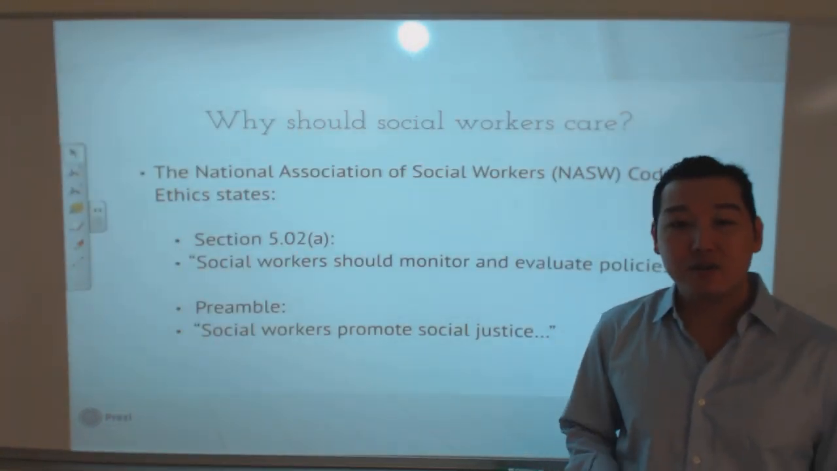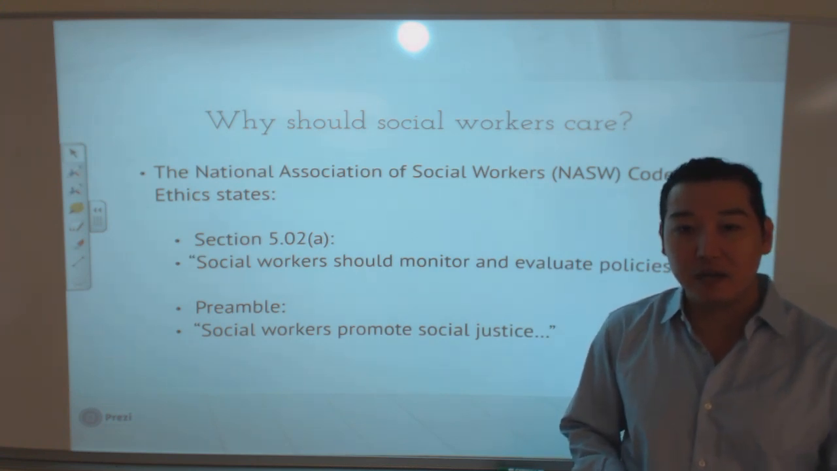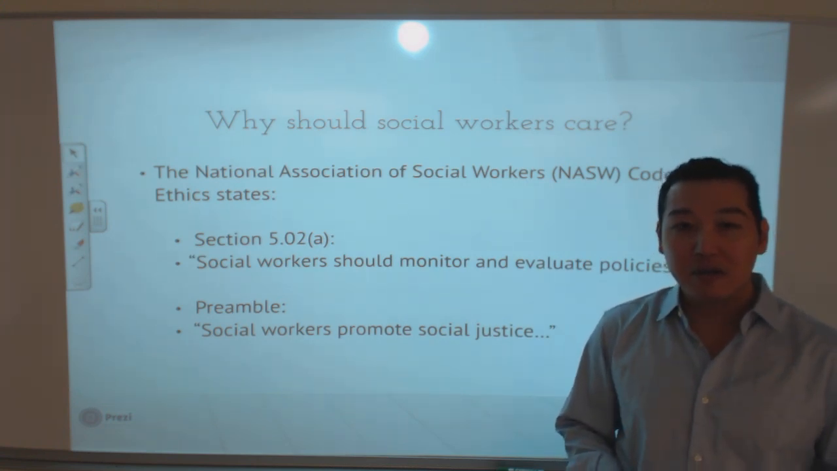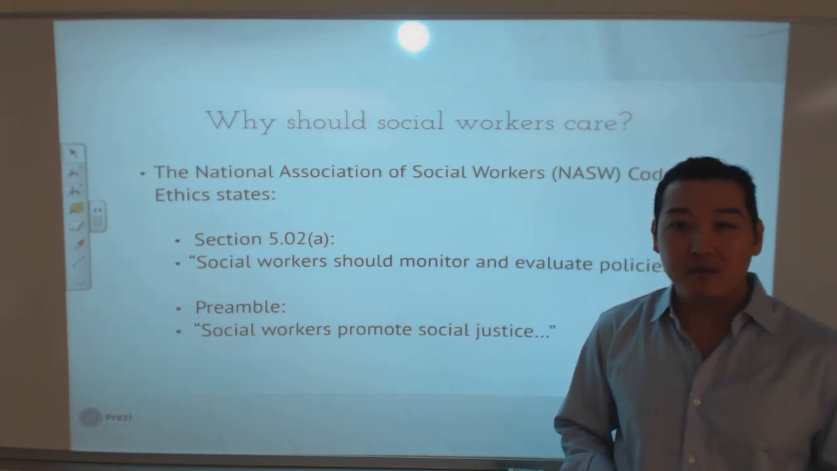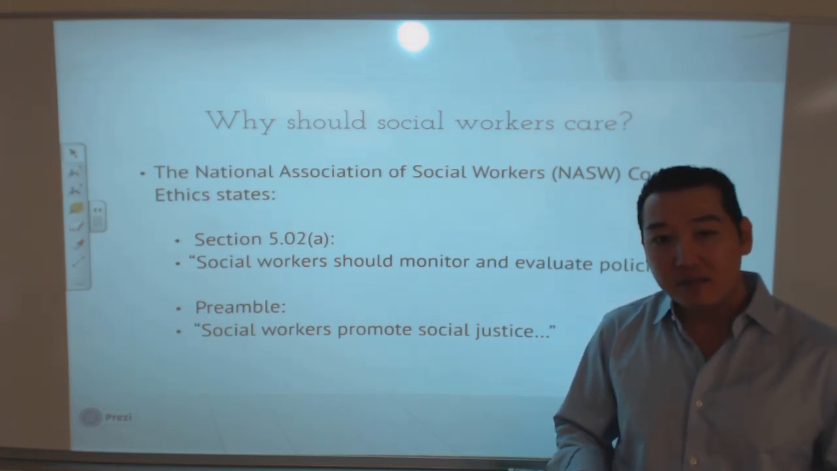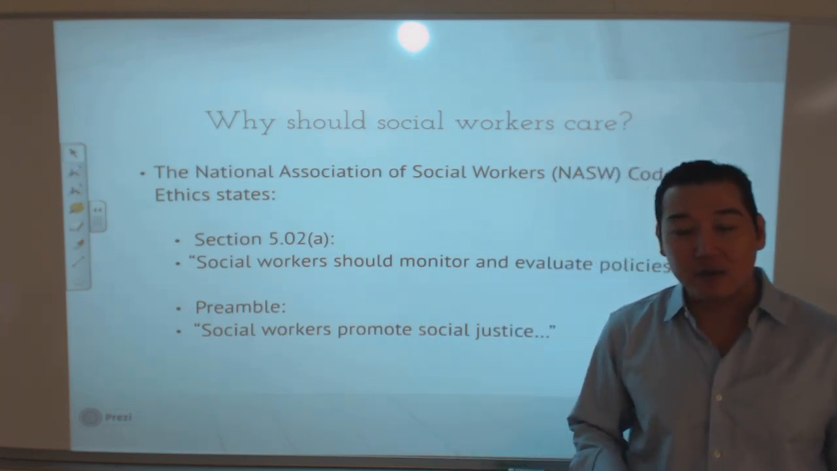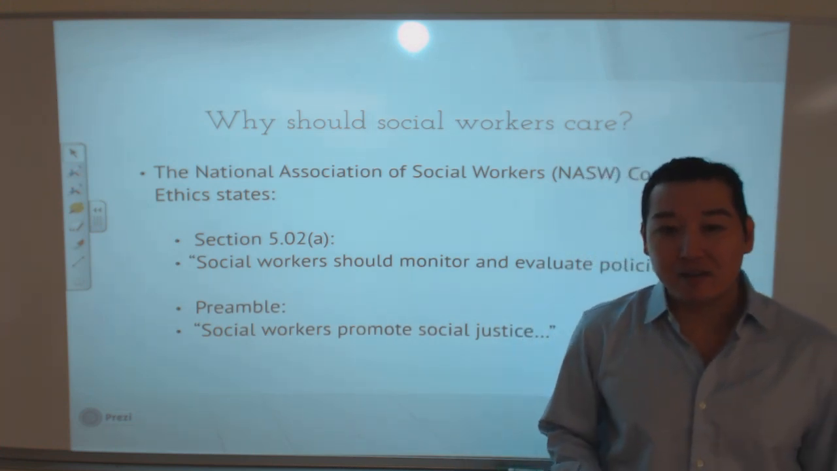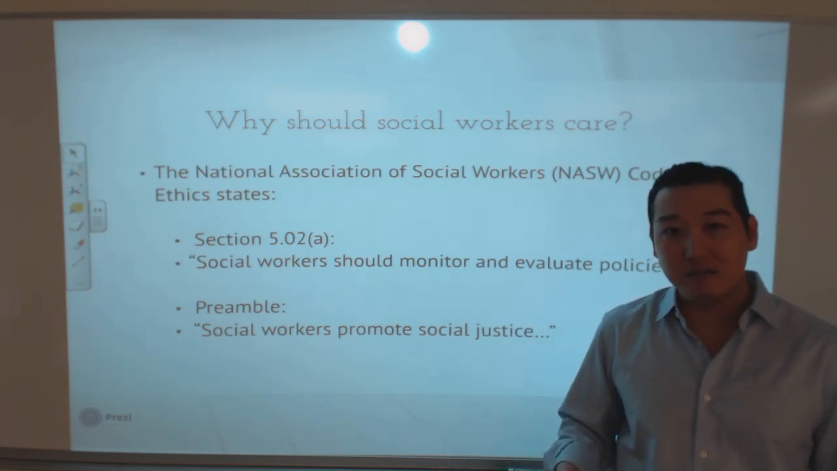So here we're just looking at, well, why do we care about all the different social welfare programs out there? I think the strongest case to be made in terms of why we care about social welfare policies comes from an ethical mandate. If you look at the Code of Ethics that governs the ethics, conduct, values, and behaviors of social workers, put out by the National Association of Social Workers, there are various sections that touch on the need to monitor and to keep current with social policies.